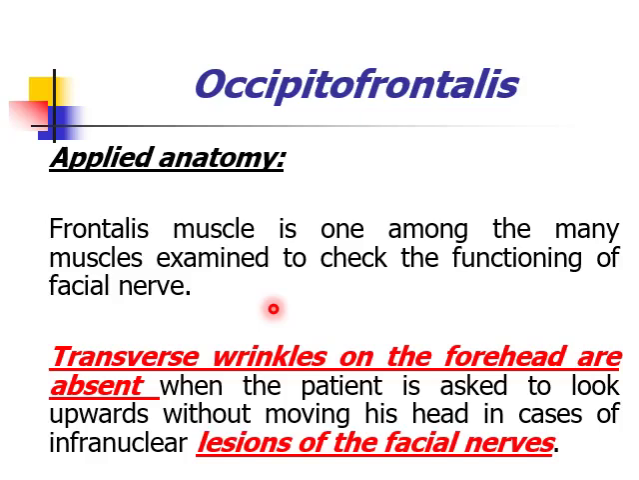If the patient fails to raise his brows and fails to form transverse wrinkles at his forehead, this is a sign of an infranuclear lesion of the facial nerve. So the frontal bellies are being tested for the integrity of the nerve. If the frontal bellies' function is lost, that means that the facial nerve that is responsible for supplying the muscle is injured at an infranuclear site. Infranuclear means that the injury is not present at the brainstem itself, it's present along the pathway of the nerve.